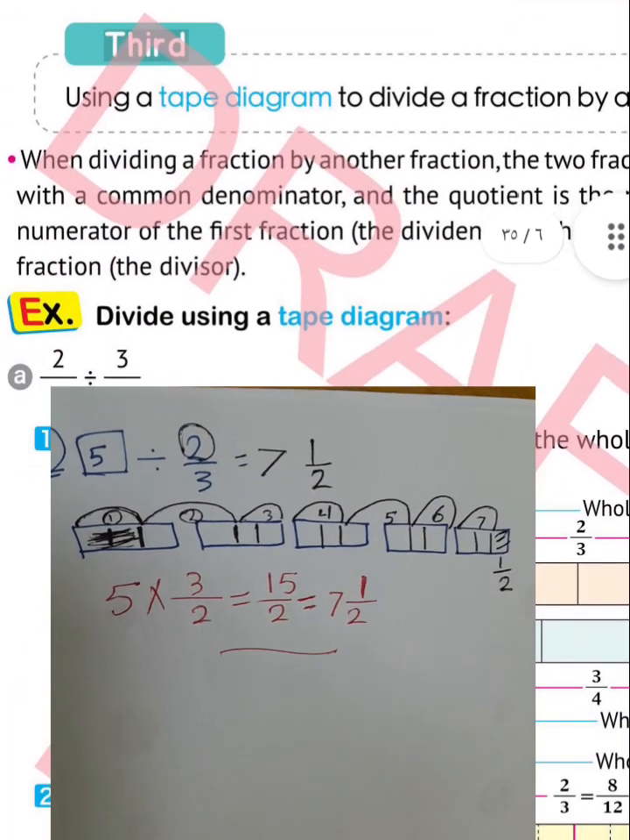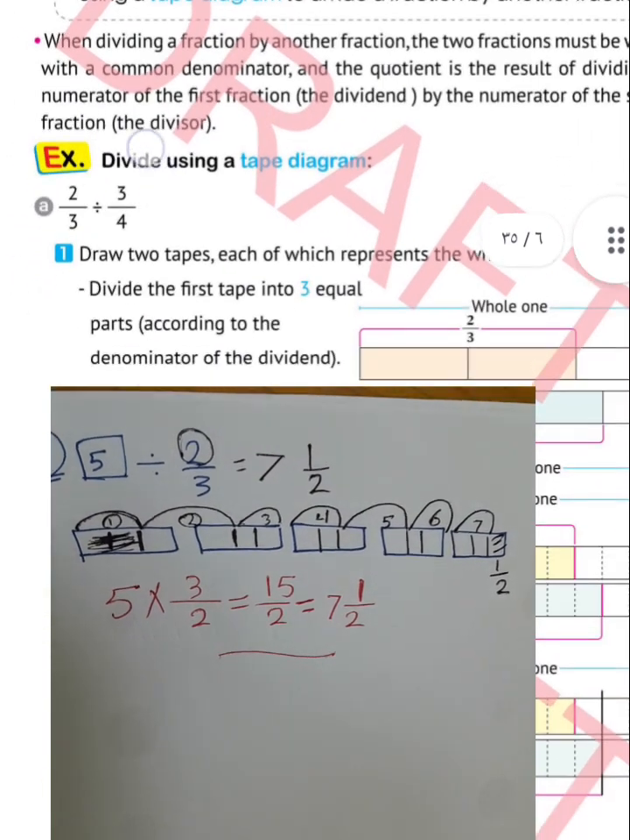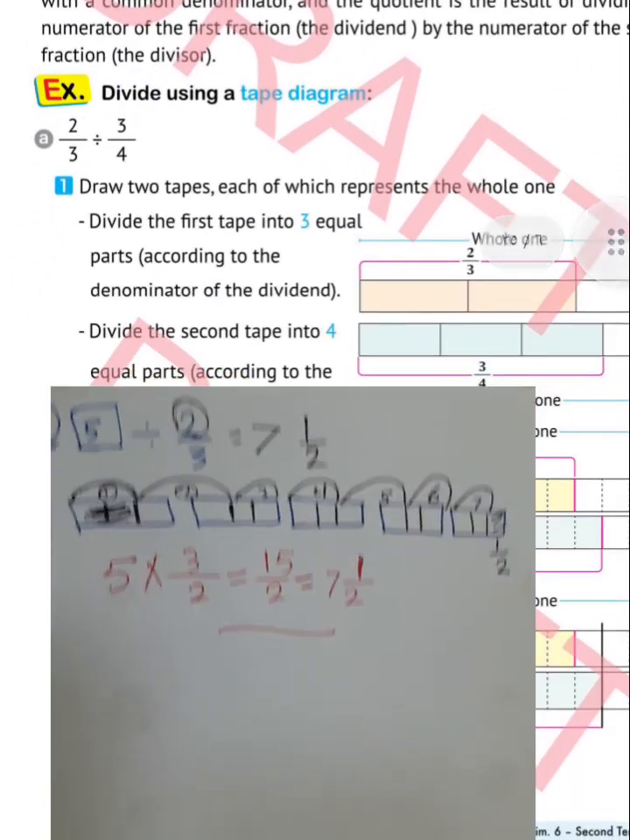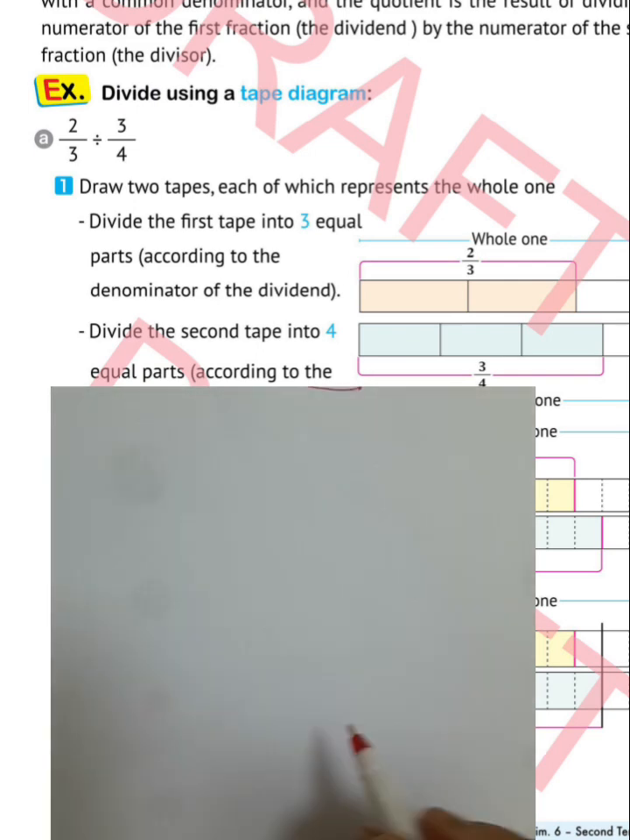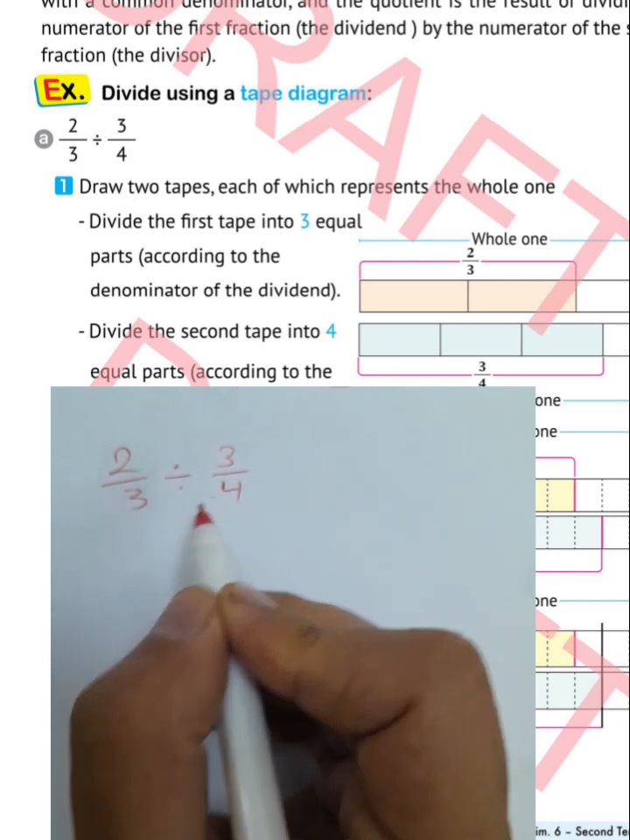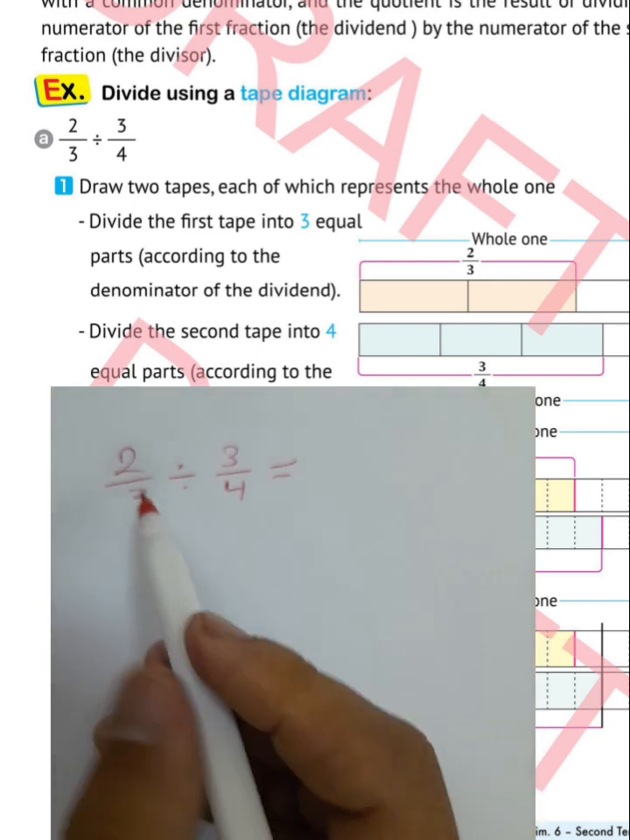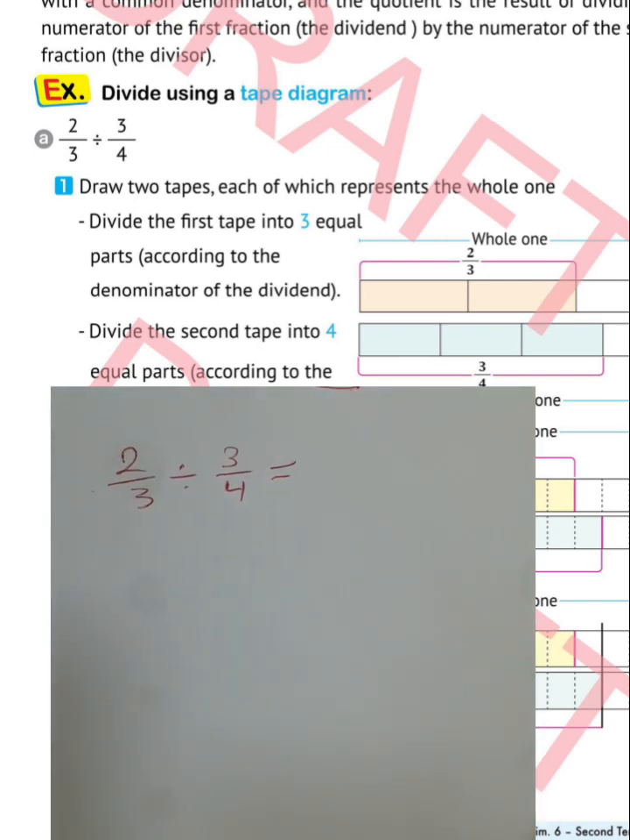Next question. Divide using tape diagram. We have third question here. Divide 2 over 3 by 3 over 4. In this example, we will find the quotient between 2 over 3 and 3 over 4. We will draw here models containing 3 parts and color 2 parts of it.